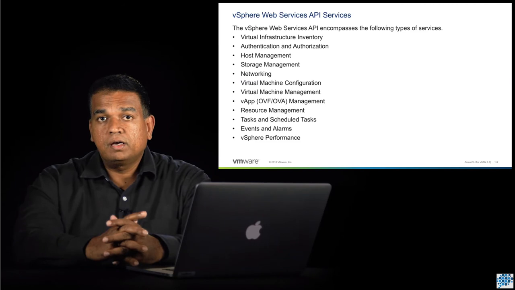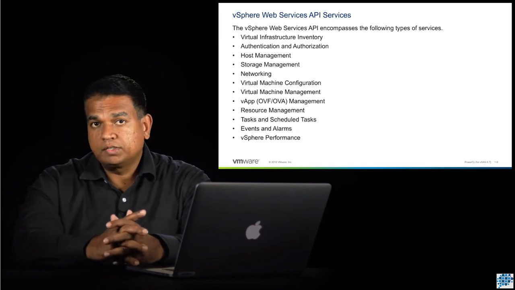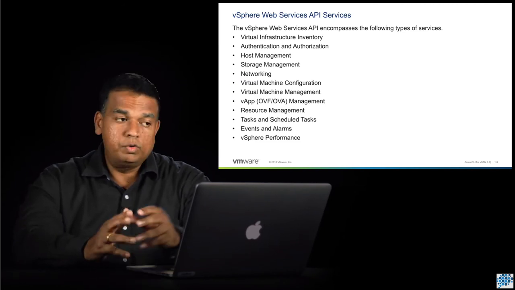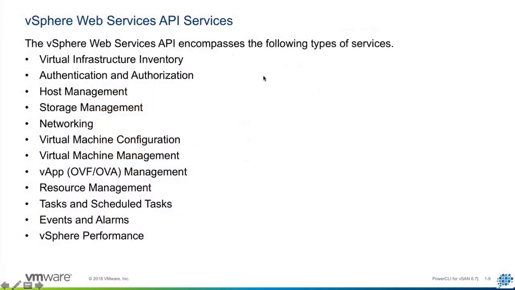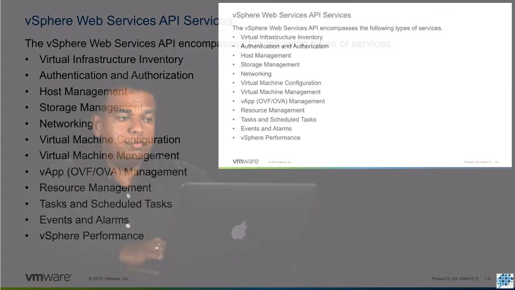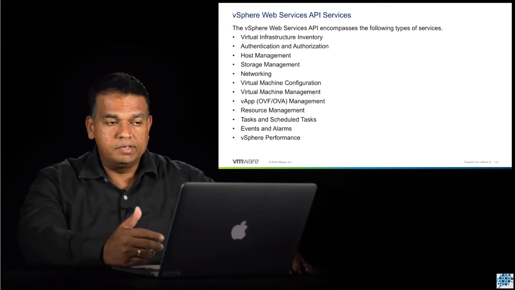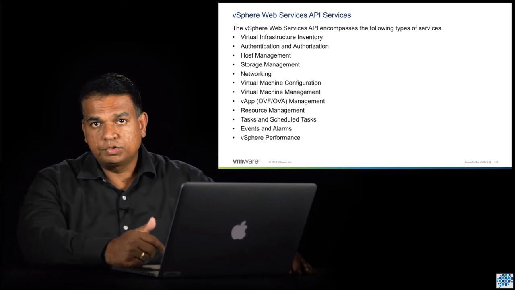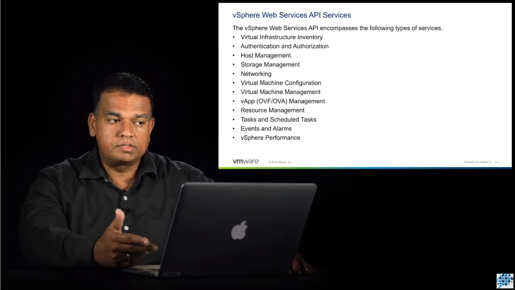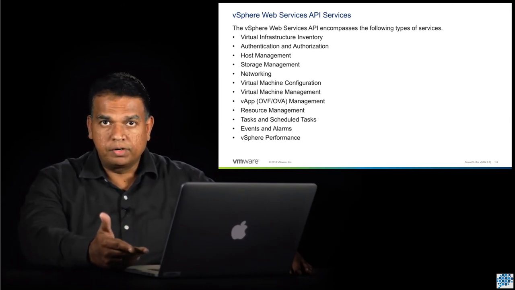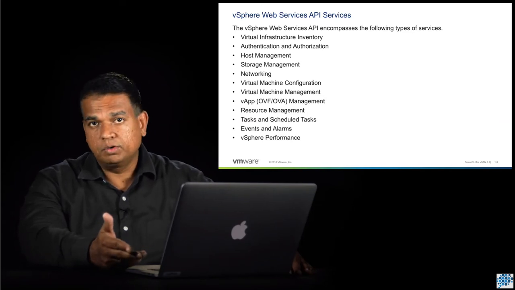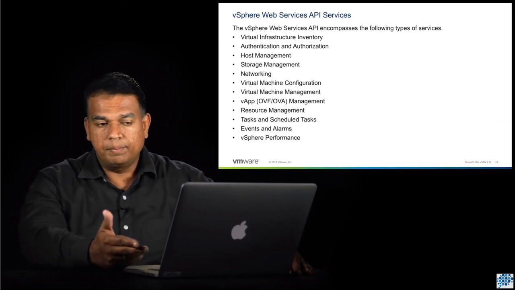Anything and everything can actually be done using the application programming interface, which includes taking the inventory of your infrastructure, authentication and authorization, that means logging in, logging out, etc. Then we have host management, storage management, networking. So basically you're managing your ESXi hosts, managing the distributed switches, or managing your networking or your data stores. Everything can be done using the Web Services API.